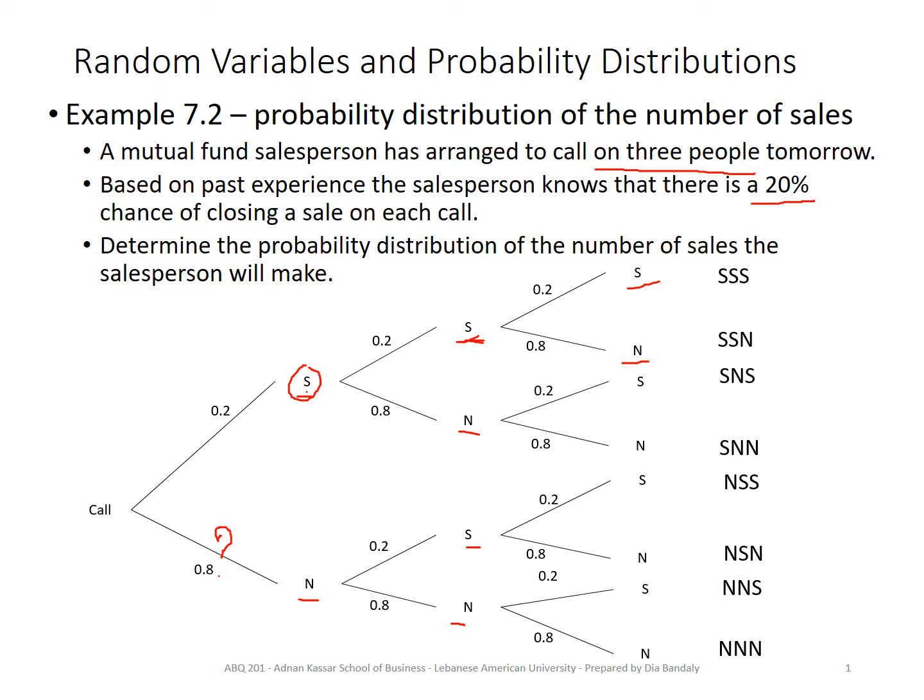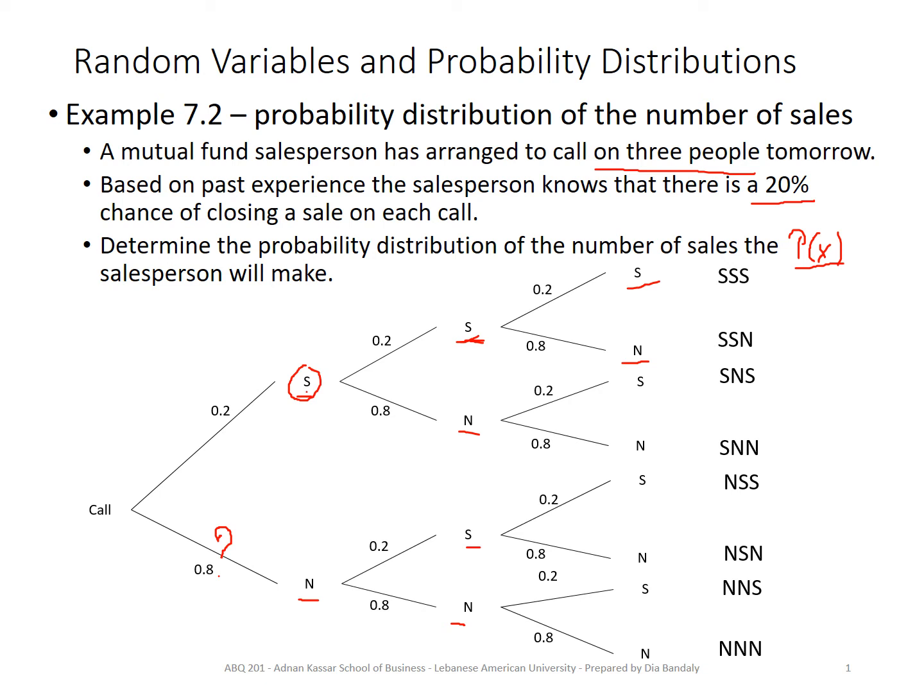Why is this important? Because now I know if I have a probability associated with every outcome, the sum of the probabilities should be equal to 1, and this is very important. And the question is, how can I find the probability here? So I can call that P of X, if I denote X as being the number of sales made after making 3 calls. This is my X.